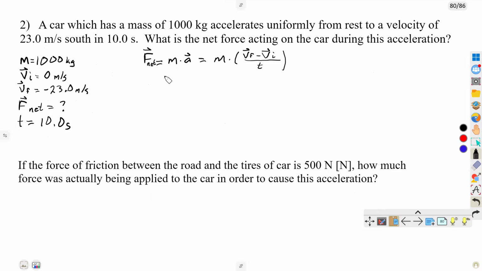So in this regard, the way that we would solve for this is we would take the mass times the acceleration, but I'm not giving you the acceleration. However, you can find acceleration by taking the final velocity, subtracting from it the initial velocity, and dividing it by the time, like we see here. And then we substitute that in for a.